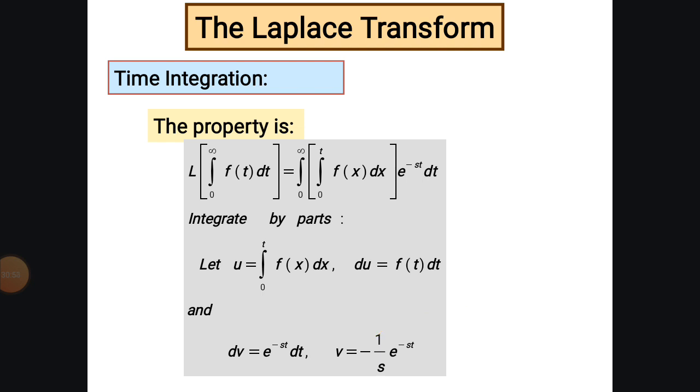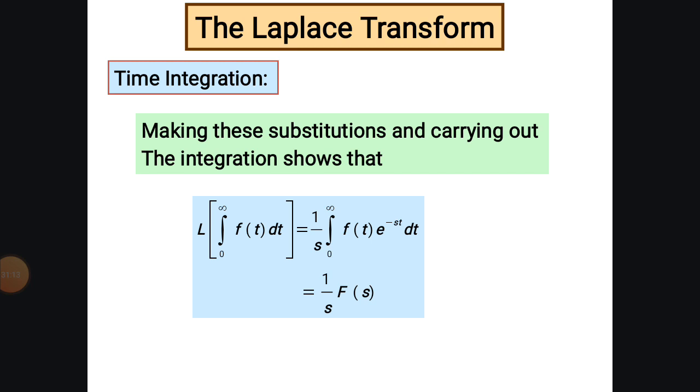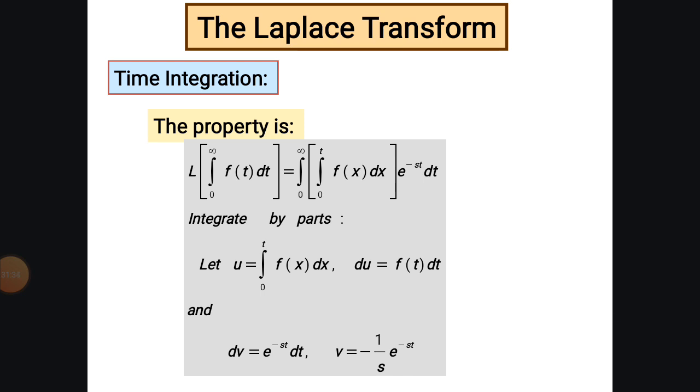Next property is time integration. The property is the Laplace transform of the integration of f of t. That is, if we take the integration of the function, then your formula will be 1 upon s into F of s. Simply remember this: if the integration of the function is taken, then its Laplace transform is simply multiplied by 1 by s. That is, Laplace of the integration of f of t dt is 1 upon s into F of s. We have solved this by using integration by parts.